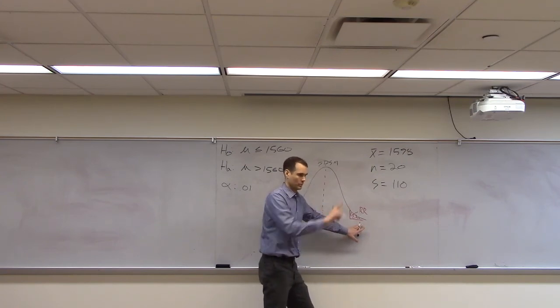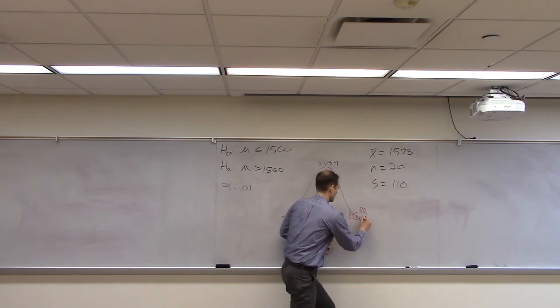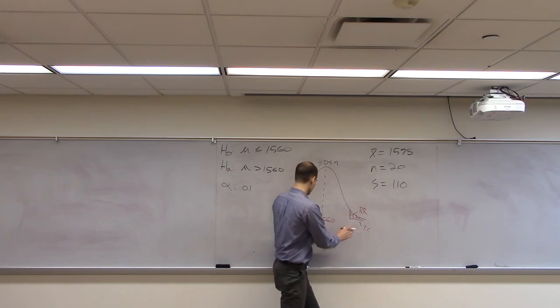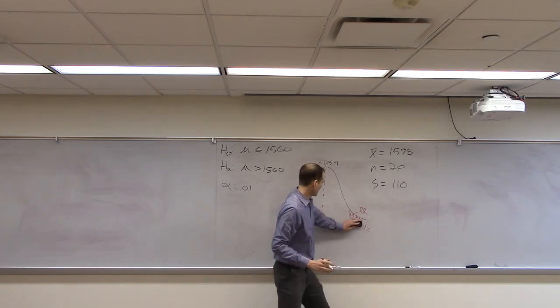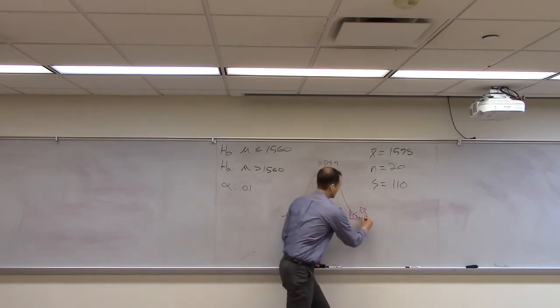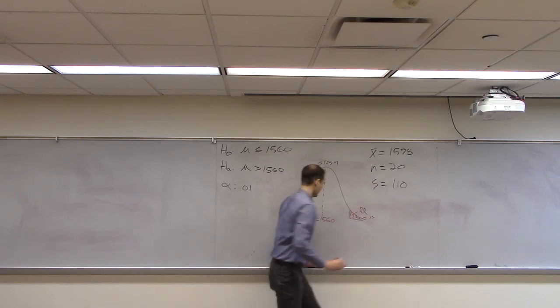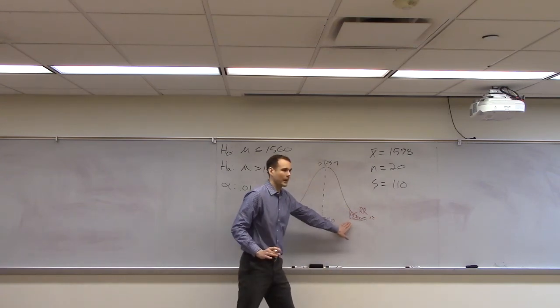1%. Yeah, 1%. All right, so 1% of the possible outcomes are in this rejection region. So what I need now is a critical value.